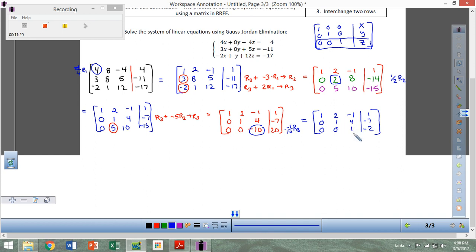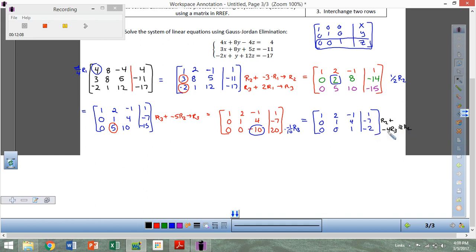But I'm going to keep on going just so I get it in reduced row echelon form. It's really not that hard to work backwards from here. But once you get into row echelon form doing that process, the rest of this is pretty easy. What I would want to do next is take row 2, add to that negative 4 times row 3, and then replace row 2, right?